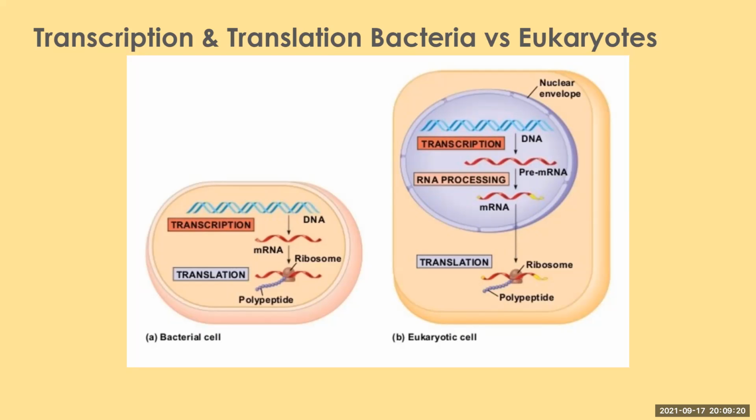There is also a process called RNA processing over here, and it is unique to eukaryotic cells, and I will be discussing that shortly in a bit more detail. But the main points to remember are that transcription and translation both occur in bacterial cells as well as eukaryotic cells. In eukaryotic cells, the difference is that there's RNA processing and transcription occurs inside the nucleus.